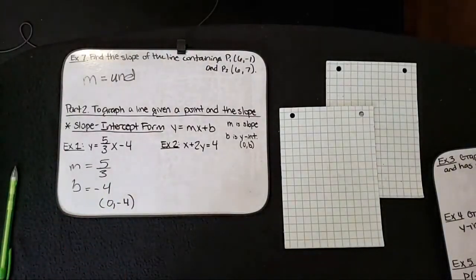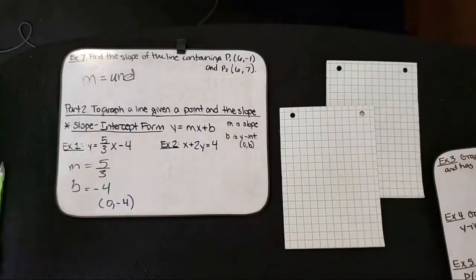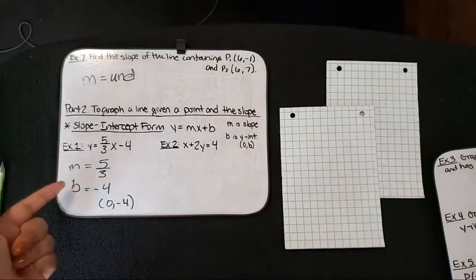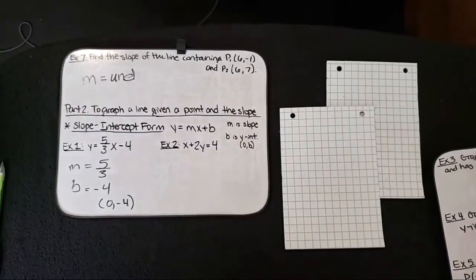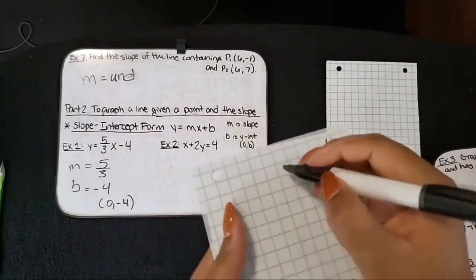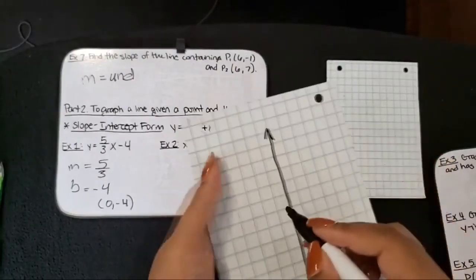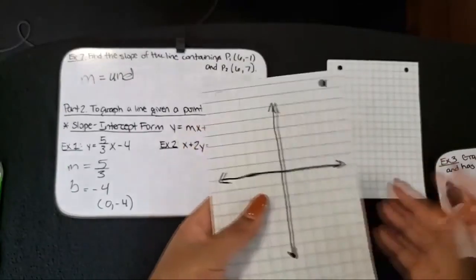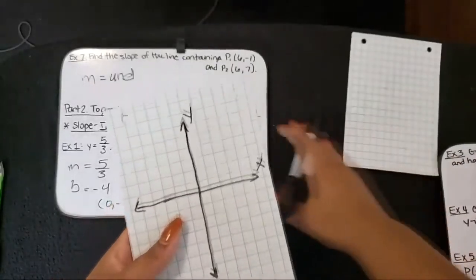Can you hear me now? So for example 1, our m is 5 over 3, and our b is negative 4. I sure hope you can hear me. So the first thing we need to plot is the y-intercept. So this is our x-axis and this is our y-axis, remember?